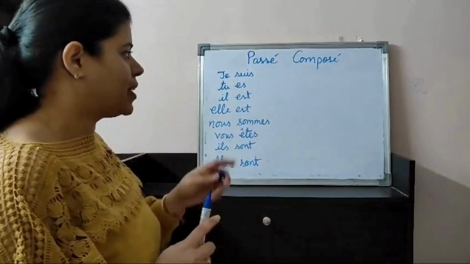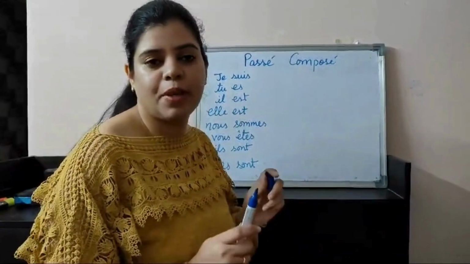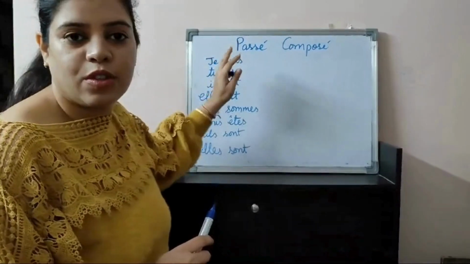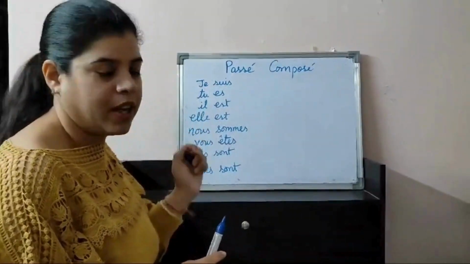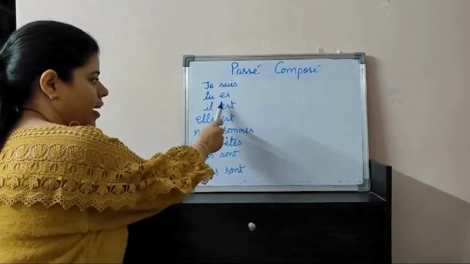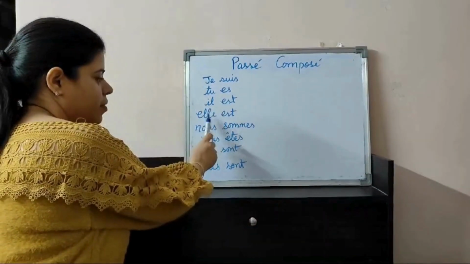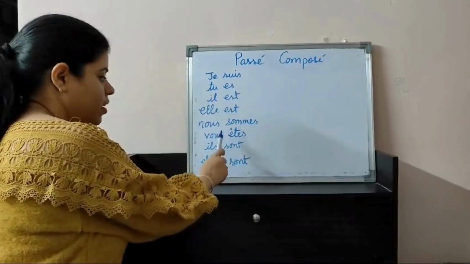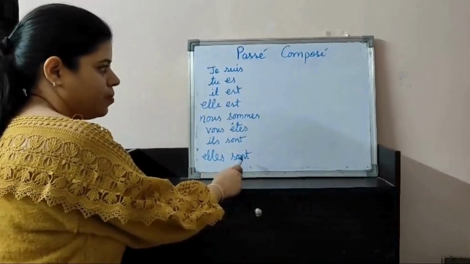The formation of passé composé with être verb is very similar to that of avoir. Instead of avoir conjugation, we have to just use the conjugation of être verb for that, which is je suis, tu es, il est, elle est, nous sommes, vous êtes, ils sont, elles sont.